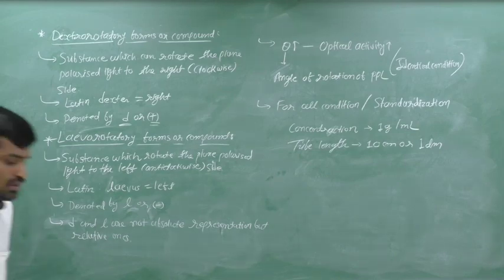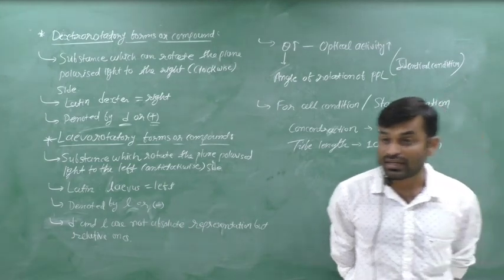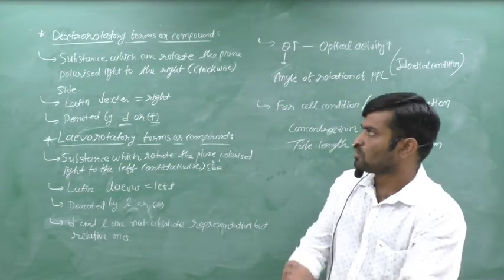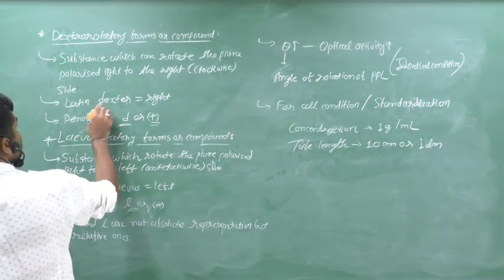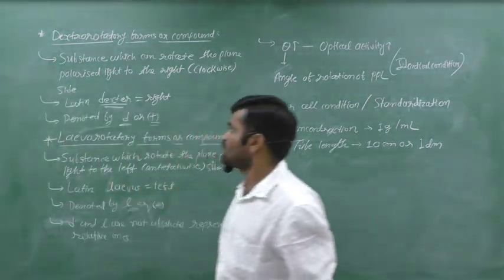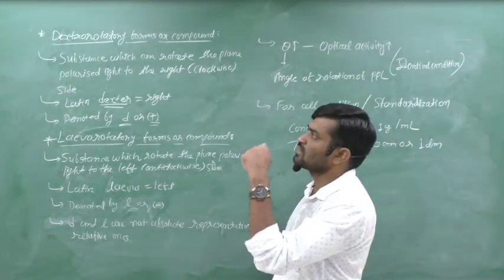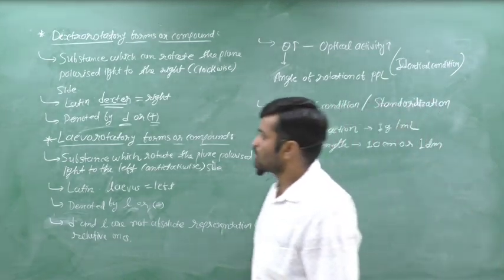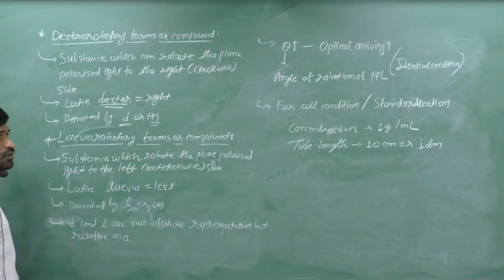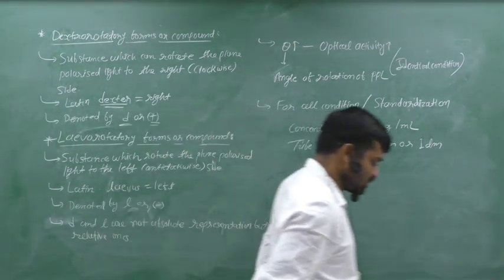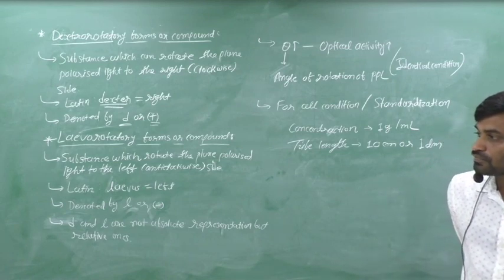Clear? The substance or compound which can rotate the plane polarized light to the right side or clockwise direction is known as a dextrorotatory compound. Dexter is a Latin word and the meaning of dexter is right. Therefore you can say that it is dextrorotatory, and the symbol is denoted by small d or plus. Now we can think about the levorotatory forms or compounds.